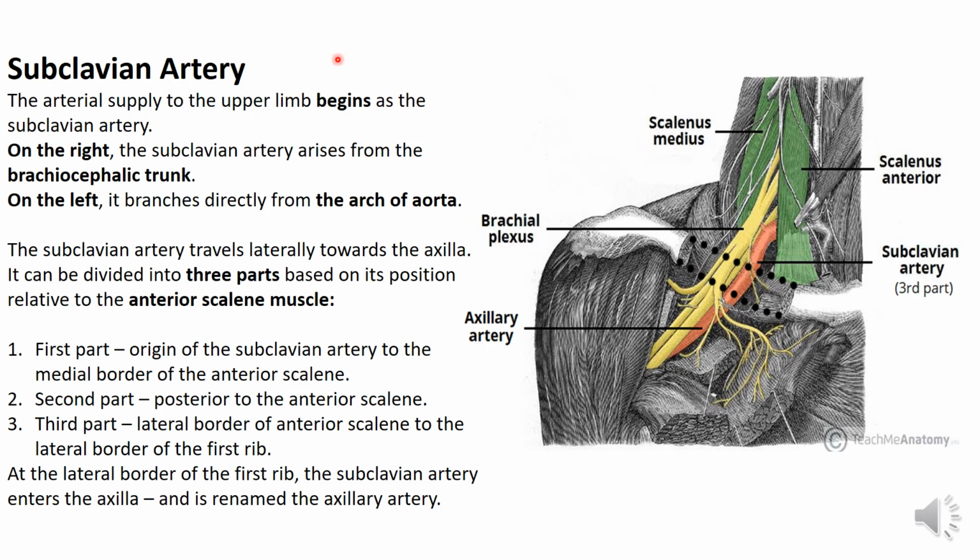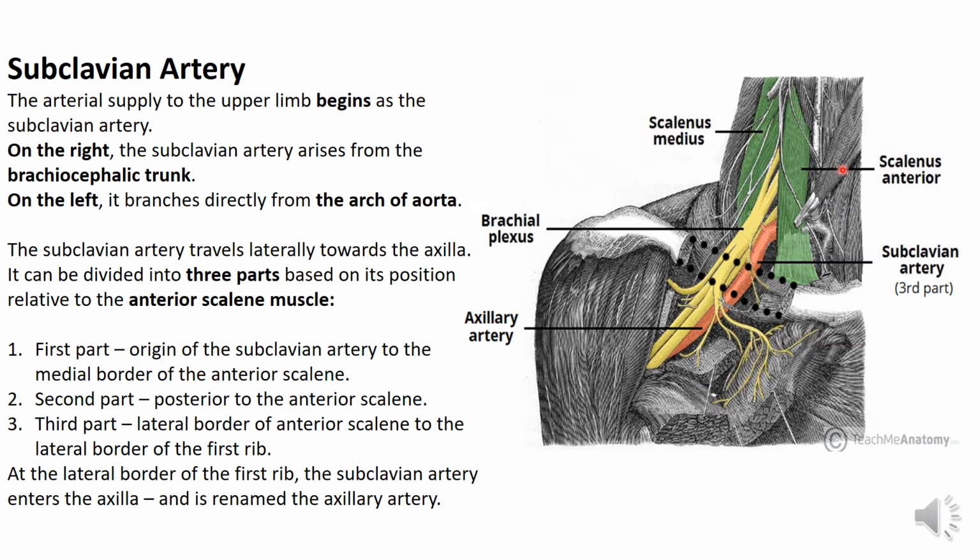Coming to the details of subclavian artery. As we have seen already, the arterial supply to the upper limb begins as the subclavian artery. On the right side, this artery originates from brachiocephalic trunk. On the left side, it is directly from the arch of aorta.